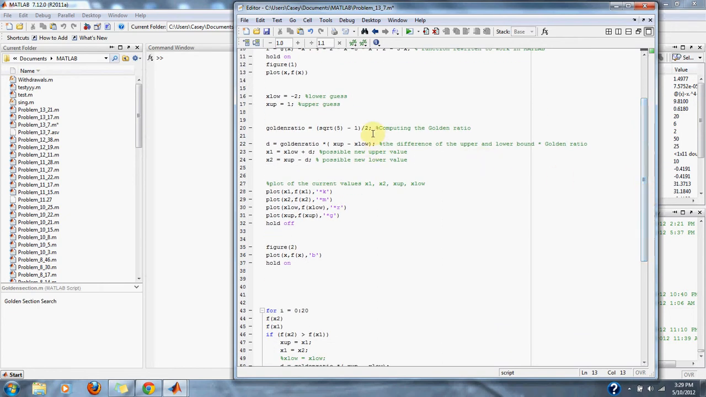Then we need to compute the golden ratio, since we're going to use the golden ratio search to find the maximum in this problem. And then we multiply the golden ratio by our upper minus our lower. And then we compute our x1 and x2 values for the golden ratio search. So we add our d value that we found here to our lower to find x1 and subtract our d value found here from x upper to find our x2.